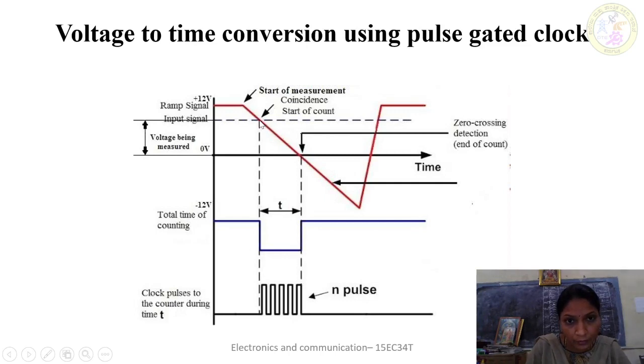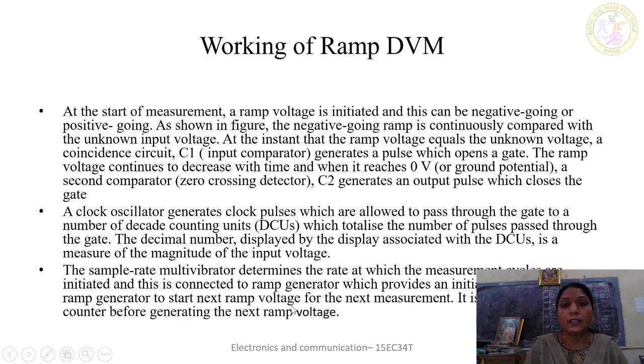So it measures the magnitude. So the higher the magnitude of the input voltage, from the input voltage up to the zero crossing, it will be detected, and the total time is counted by using the gate counter. In the counter, the value of n pulses is present. So like this, it is counted.